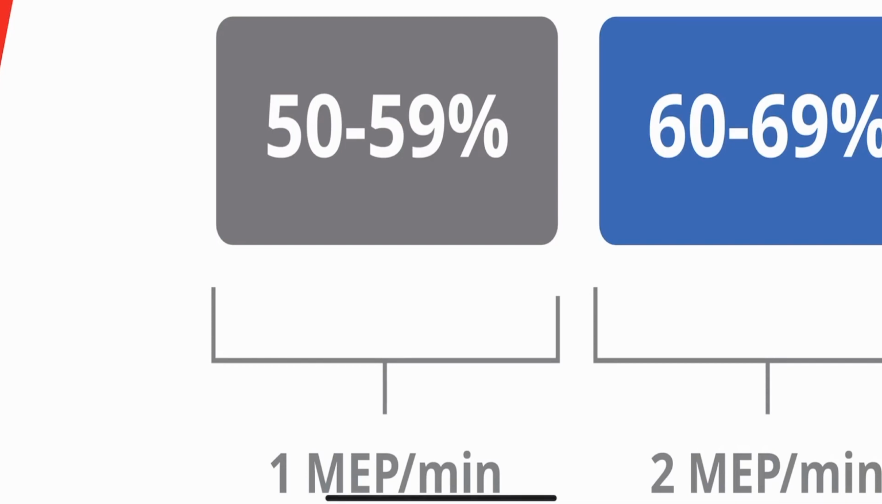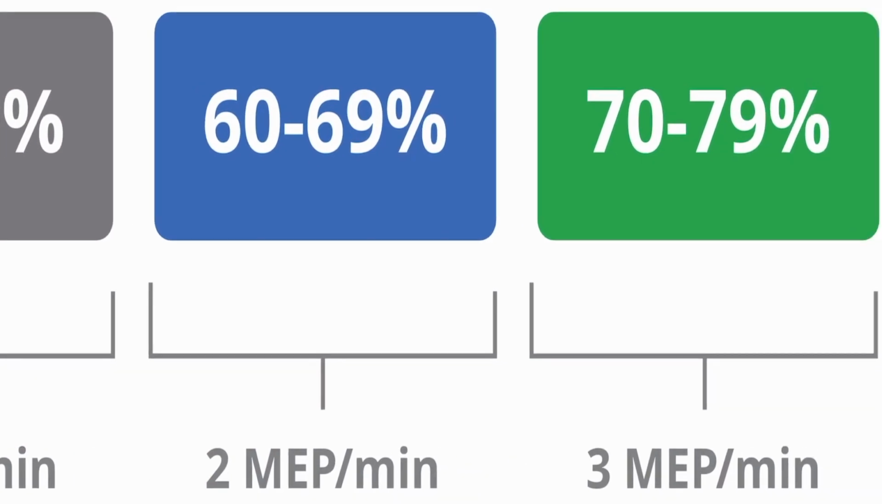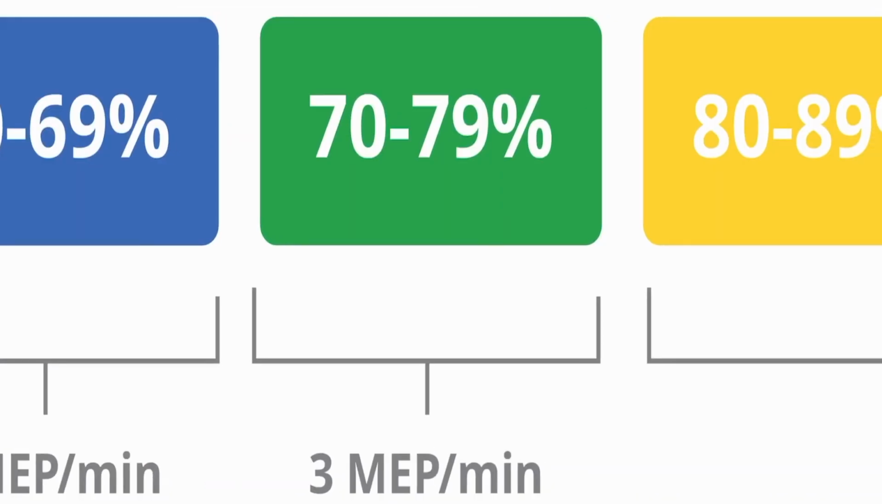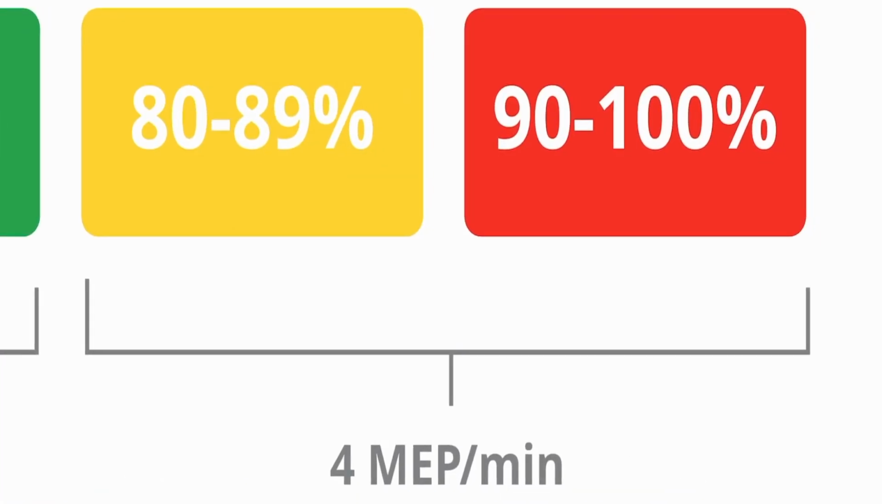If you're in zone 2, which is the blue zone, 60 to 69% of your max heart rate, you get 2 MP points per minute that you're in that zone. If you're in zone number 3, which is the green, then you have 70 to 79% of your max heart rate, and you get 3 MP points per minute that you're in that zone. And if you're in zone 4, that's yellow, and that's going to be anywhere from 80 to 89% of your max heart rate, and you get 4 MP points per minute that you're in that zone. And lastly, you get 90 to 100%, which is the red zone, and you get as well 4 points for being in that zone per minute, okay?